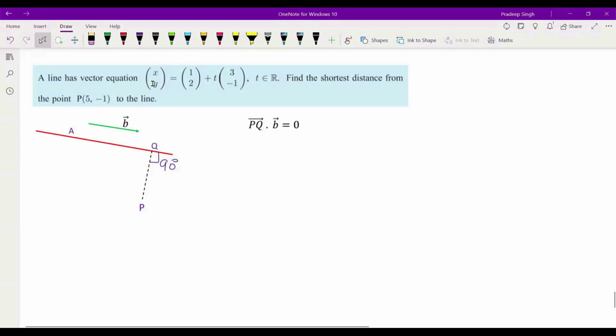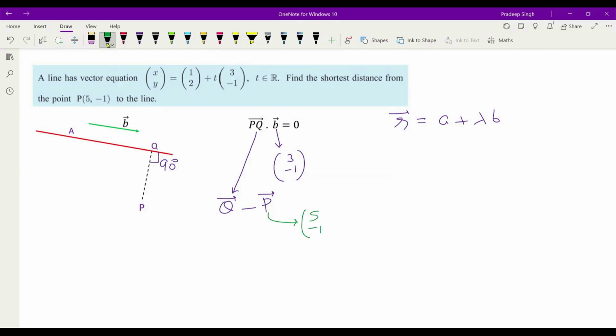So in the vector equation, the general equation is written as r equals a plus lambda b. If we compare the given equation with the standard equation, we'll see the parameter lambda is t and the b vector is (3, -1). So the b vector, if we write in the column notation, we'll write 3, -1. The PQ vector, on the other hand, is given by Q minus P. That's the formula, out of which P is already given as (5, -1). So for P, we'll write 5, -1.